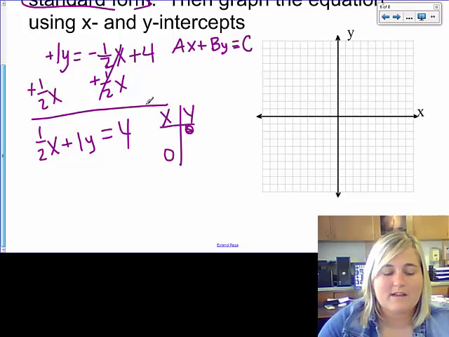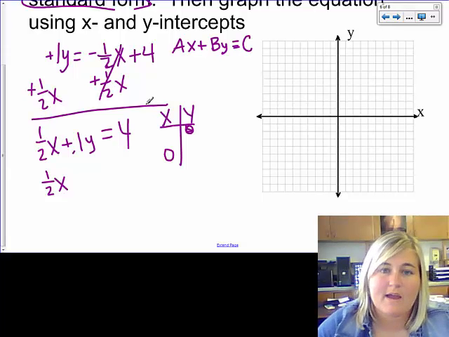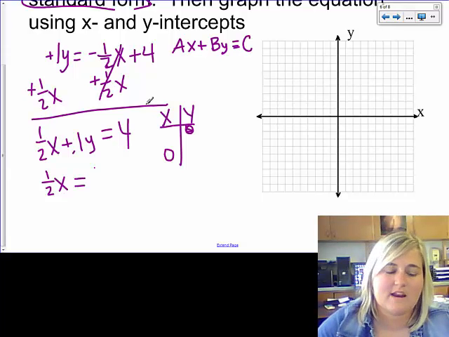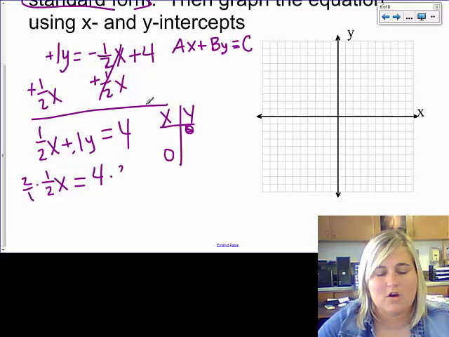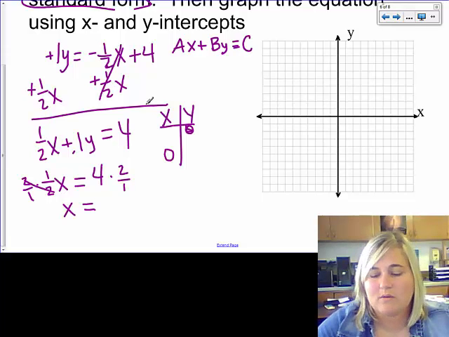So, on the first one, I have 1/2 x. I should know if I plug in 0 for y, it's going to cancel out. So I just have 1/2 x equals 4. So to get x by itself, I'm going to either divide by 1/2, or the same thing as dividing by 1/2 is to multiply by its reciprocal on both sides. And those will cancel, and I'm left with x equals 8. So my x-intercept is 8, 0.